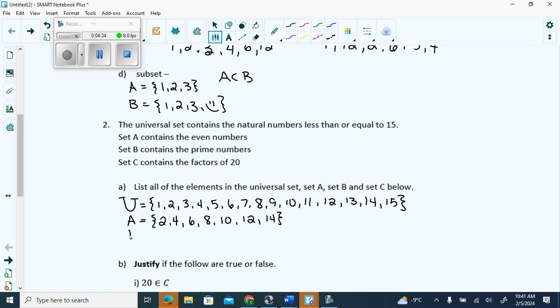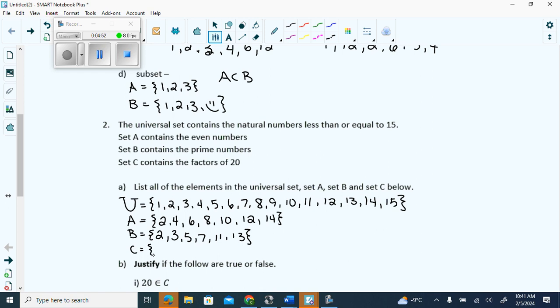Now B are the prime numbers. I start at 2, and I do 2, 3, 5, 7, 11, 13. Done. And then C are the factors of 20. I set you up for this one.